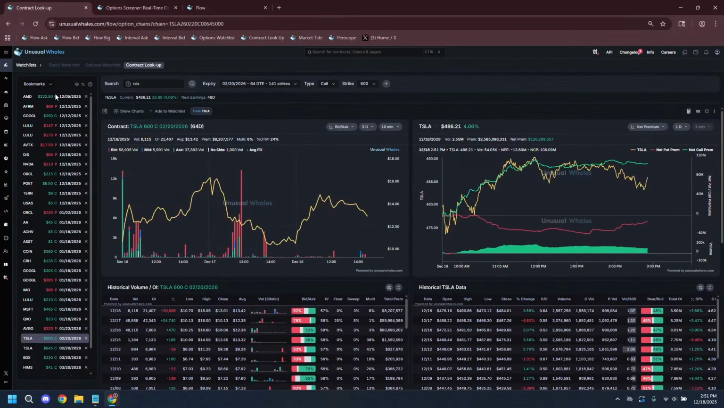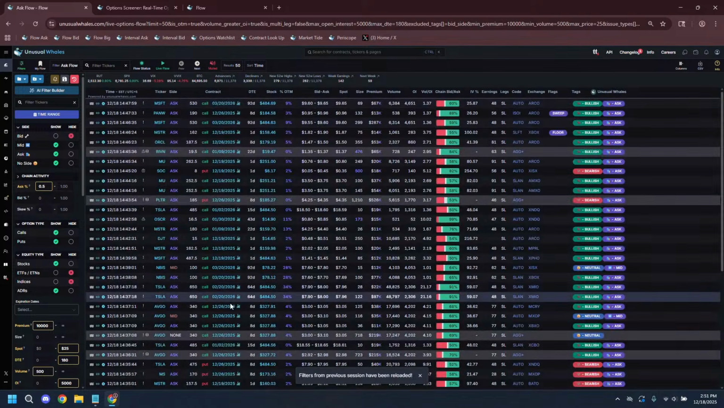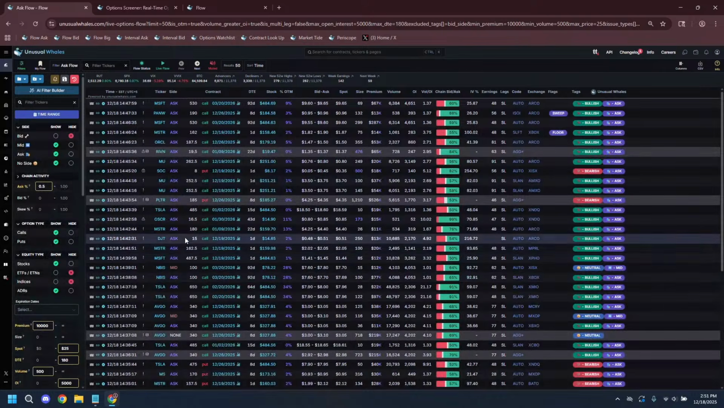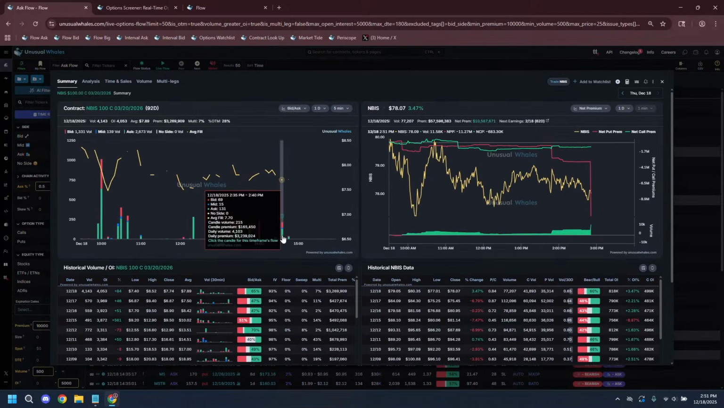Let's just go back to the flow feed real quick. Are there any examples? Okay, so for example here, NBIS, we just have a random 100 strike March trade going on here for 100 size. The trade value is 77,000. Again, 100 size. There's another execution about a minute later, which could or could not be them. But anyways, we see a trade of 100 size, which is somewhere here.